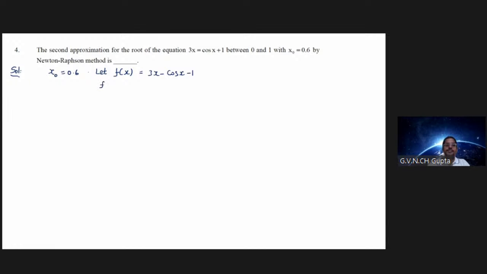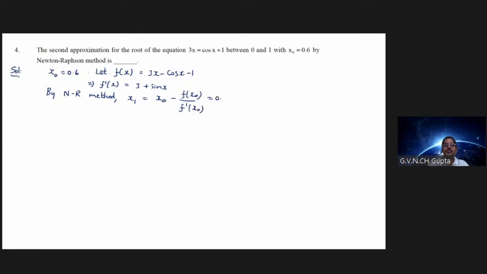f dash x, because we are going to find by the Newton-Raphson method, using the derivative: 3x derivative with respect to x is 3, cos x derivative with respect to x is minus sin x, so this becomes 3 plus sin x. And by NR method, that is Newton-Raphson method, giving k is equal to 0, we will be getting x1 is equal to x naught minus f of x naught divided by f dash x naught.